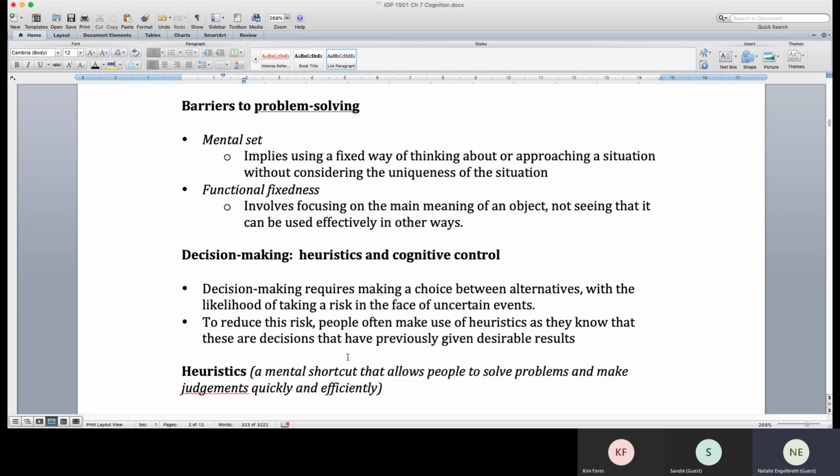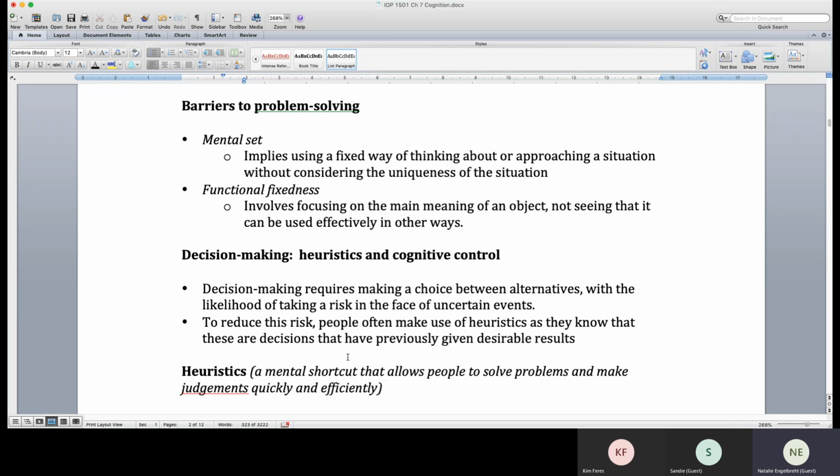It might have shades of what you've dealt with before, but it would have very unique characteristics as part of it. And why is that? Because we said that people are unique. So no one problem is going to be the same. The foundation might be similar, but there are very unique elements in there that need to be considered. So what you applied to Sunny yesterday, you can't necessarily apply to Yanni today, because there's just something in Yanni's scenario that sticks out different from Sunny's. Functional fixedness involves focusing on the main meaning of an object, not seeing that it can be used effectively in other ways.